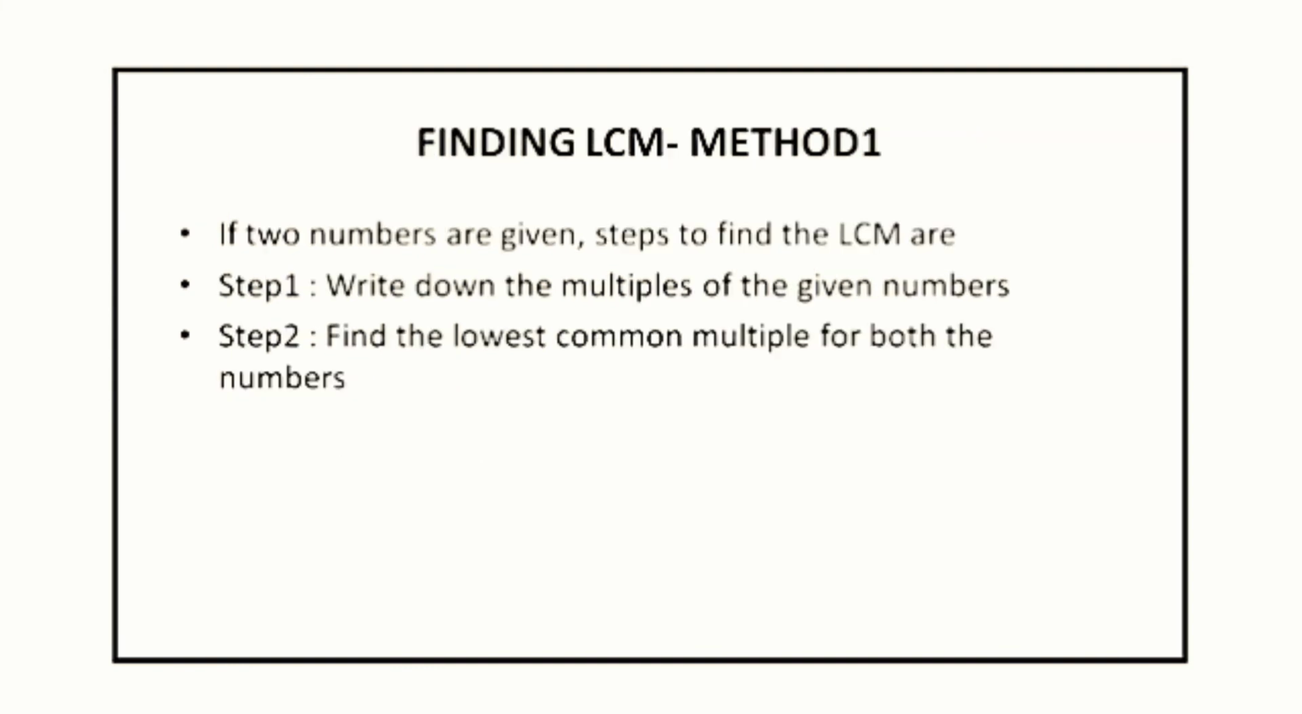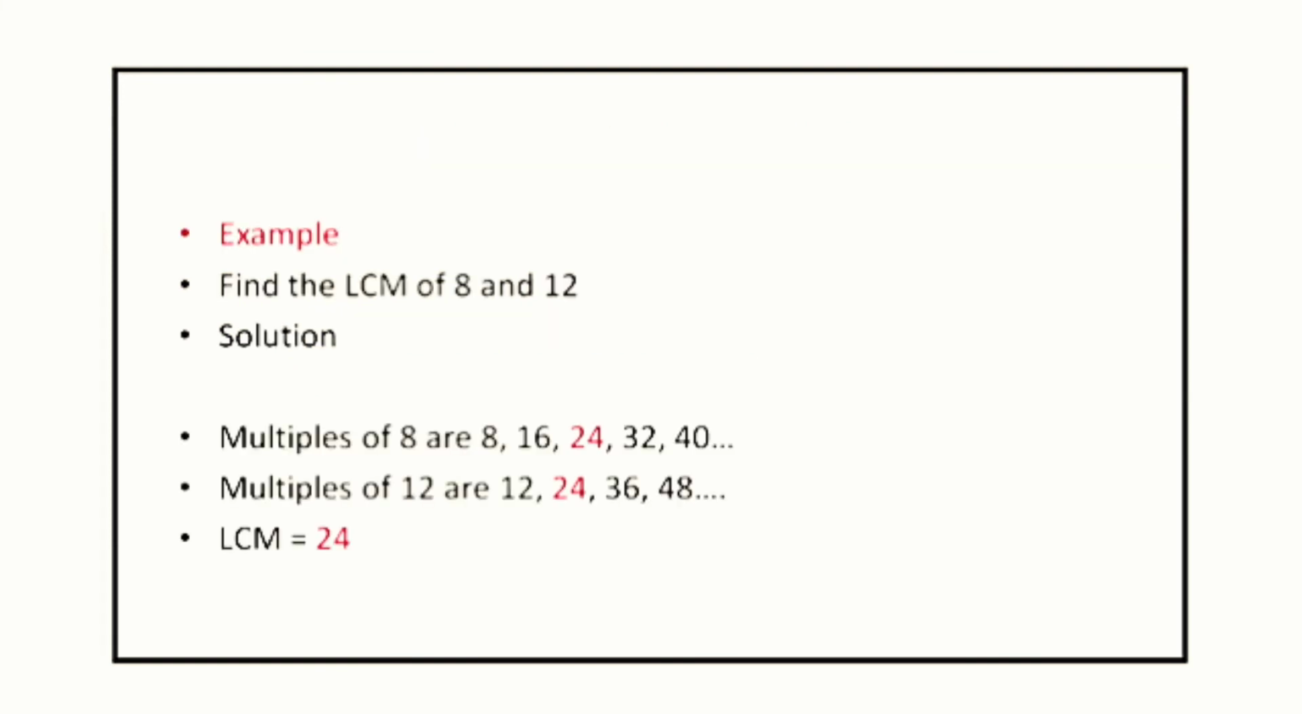Finding LCM. There are also different methods to determine the LCM. Method 1: if two numbers are given, the steps are as follows. Step 1, write down the multiples of the given numbers. Step 2, find the lowest common multiple of both numbers. Example, find the LCM of 8 and 12.